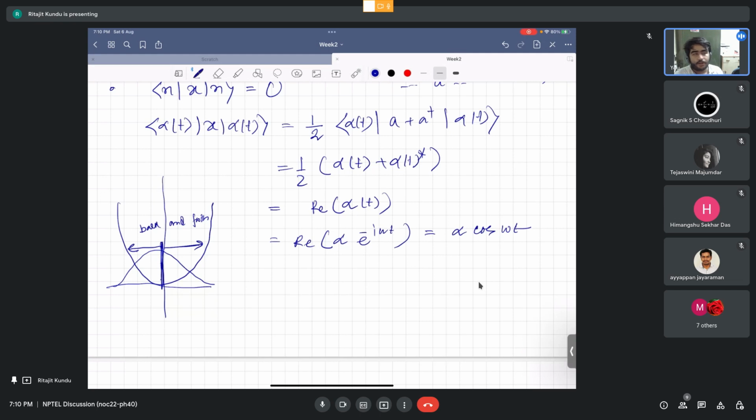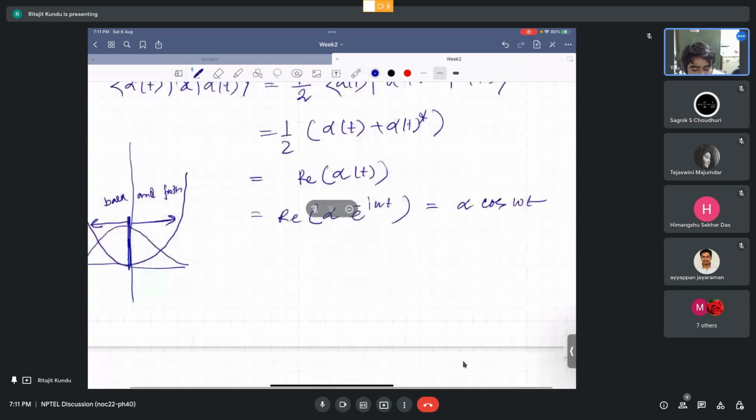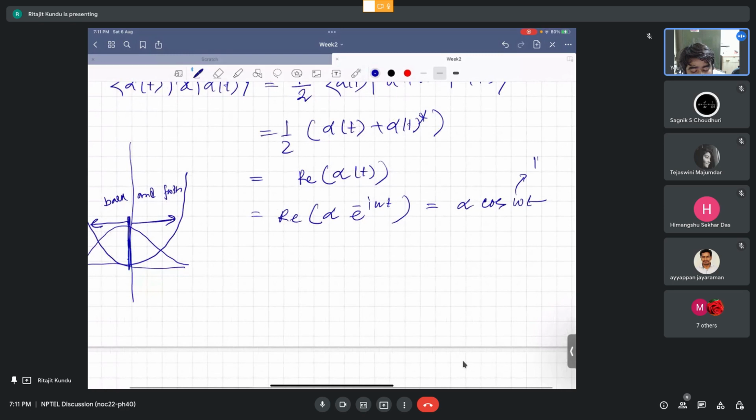So is this okay? Can anybody tell me, is there any confusion? Okay, so this is really nice. It is just like a classical thing in quantum mechanics, a ball which is bouncing back and forth at frequency omega. This omega is the frequency of your harmonic oscillator.